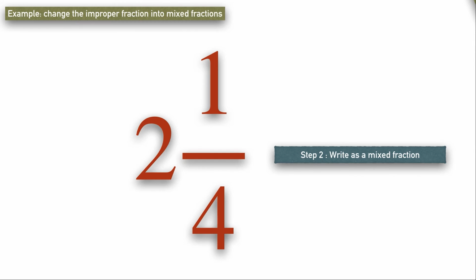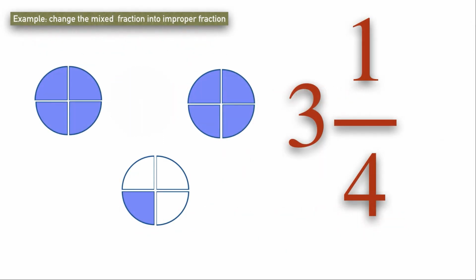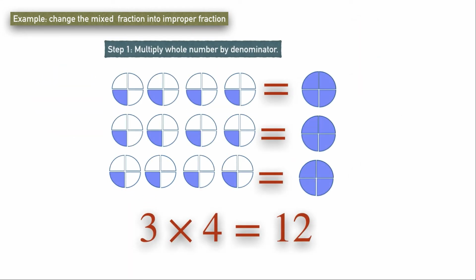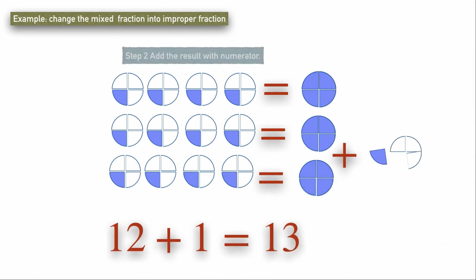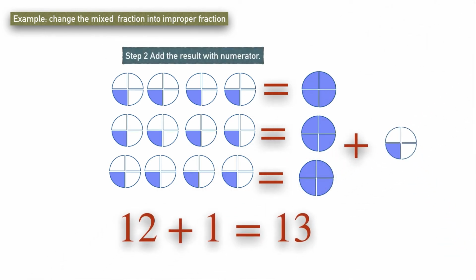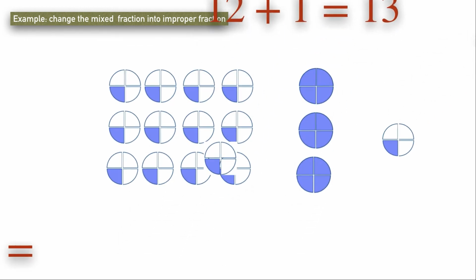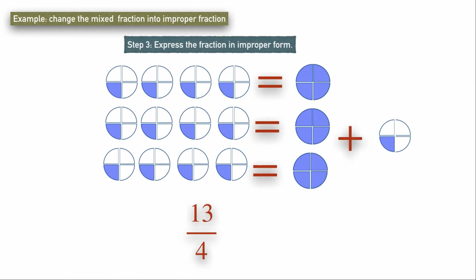It's also possible to change a mixed fraction back into an improper fraction. 3.25 is made out of 3 whole shaded circles and a quarter. So it's an example of a mixed fraction. Multiplying the 3 wholes by the denominator 4 gives you a total of 12 quarters. And we also need to add 1 more quarter to the result. So that's 12 add 1 gives you 13. The total number of quarters is now 13. So we can write this as an improper fraction, 13 over 4.